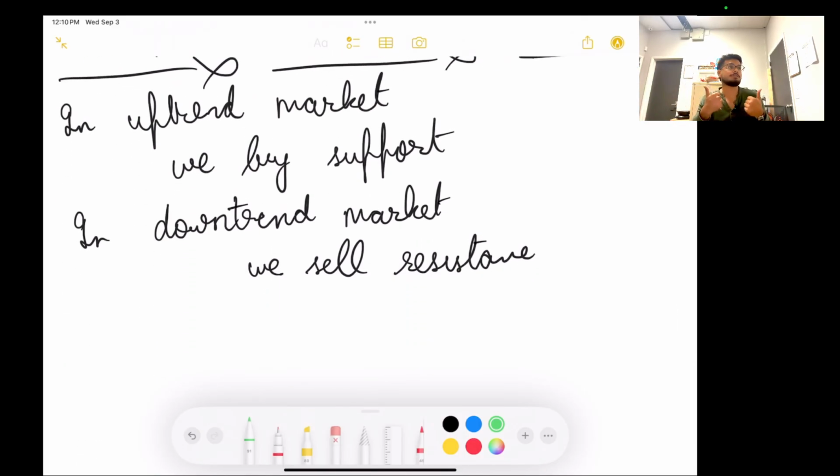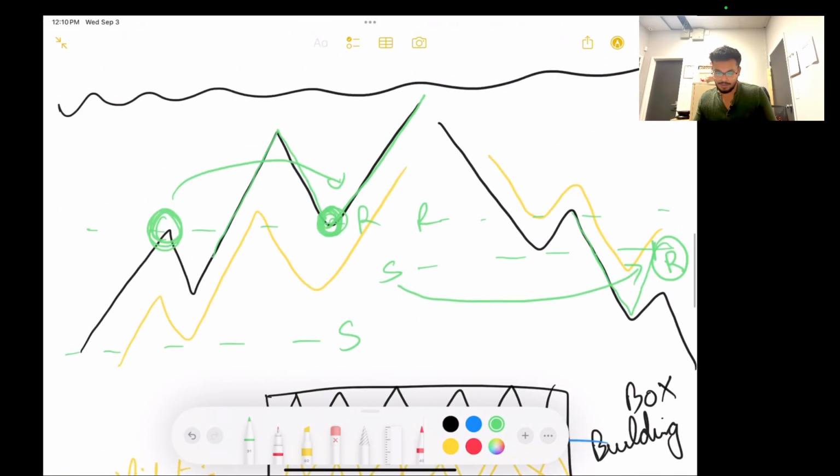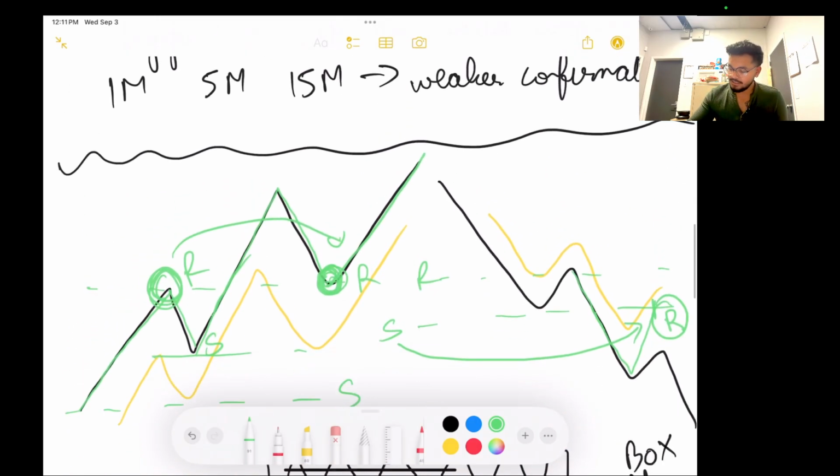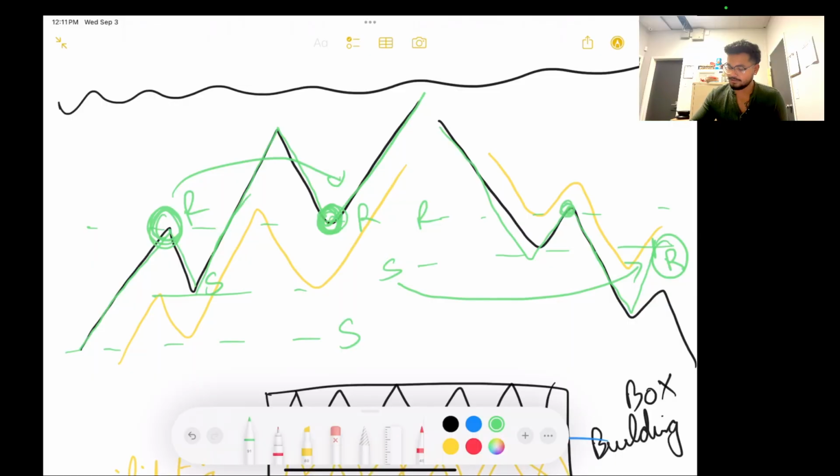And how do we use supply demand or support resistance in our day-to-day trading? In an uptrend market we buy support, in a downtrend market we sell resistance. Now going back to this, in an uptrend market we buy support. So price moved from here, took resistance here, came down here, makes new support, let's say. So we buy at support in an uptrend market, we sell at resistance in a downtrend market. Takes support, takes resistance, at resistance we sell.